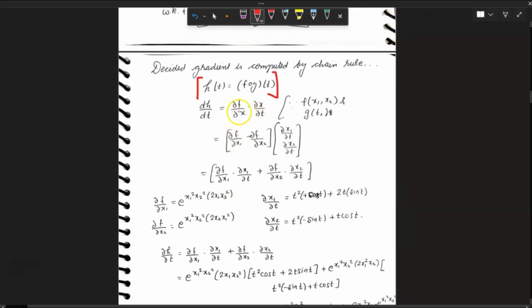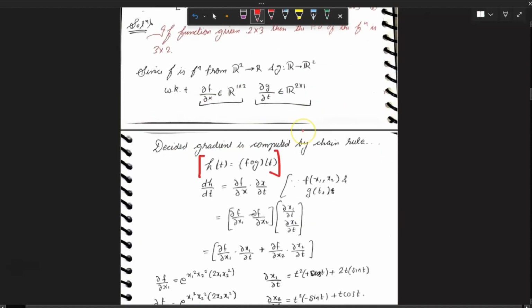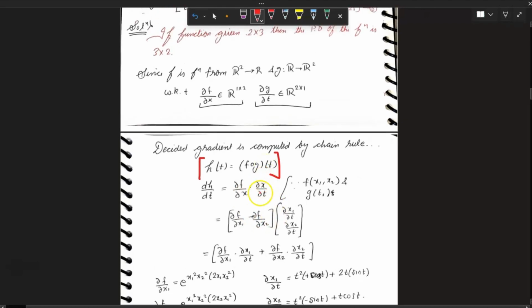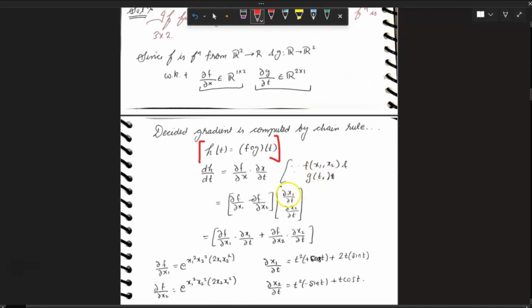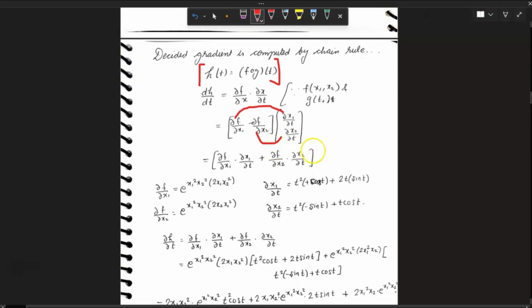Now, since x has the two variables x1 and x2, you need to write it as dou f by dou x1, dou f by dou x2, into dou x1 by dou t, dou x2 by dou t, because x1 and x2 form a column matrix. So you have to write it as a column matrix, and multiply: dou f by dou x1 into dou x1 by dou t plus dou f by dou x2 into dou x2 by dou t. So this you will get, and this is the formula you will apply further.